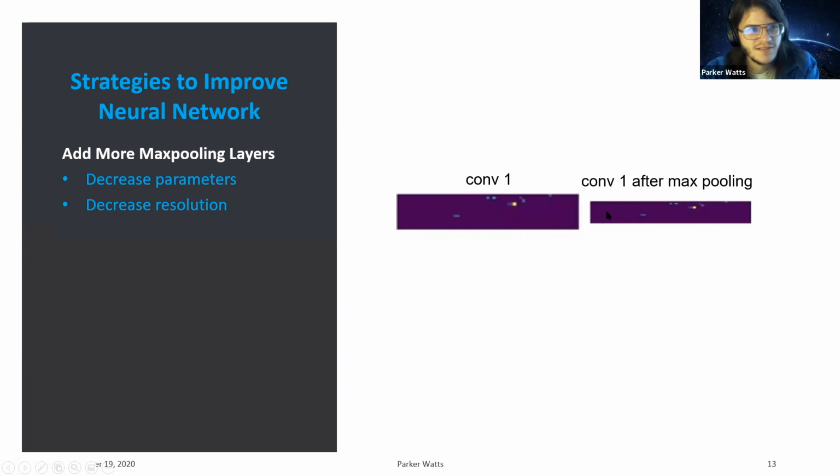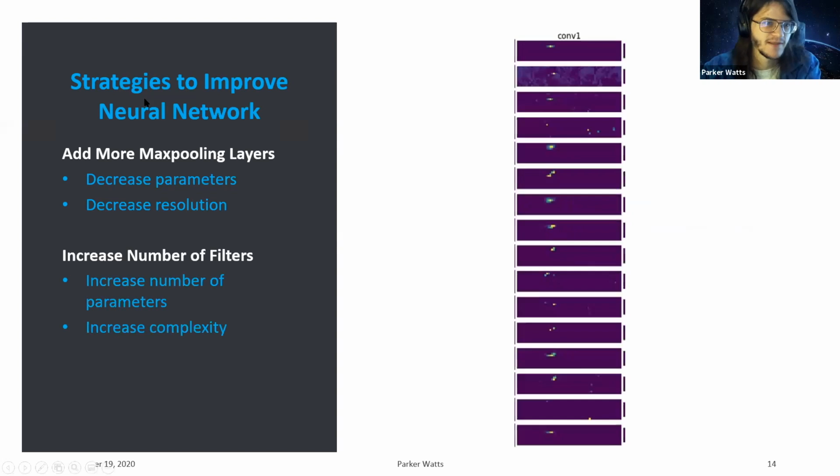So I'll just talk about my strategies to improve the neural network now. The first strategy, or one of them, was to add more max pooling layers, which decreases the number of parameters that the neural network must store and decreases the resolution of the image. It's important because this neural network needs to go at level 1, which means it needs to go on an FPGA. So it's got to be good and also fast and efficient. So decreasing parameters is good.